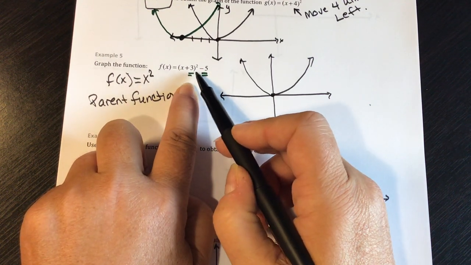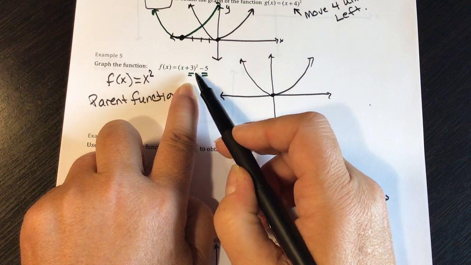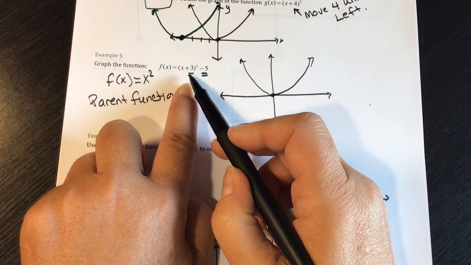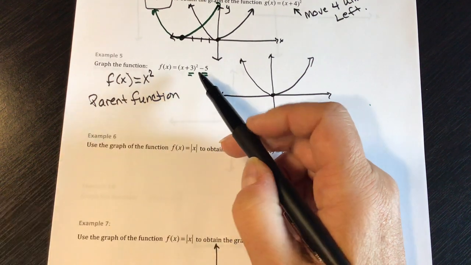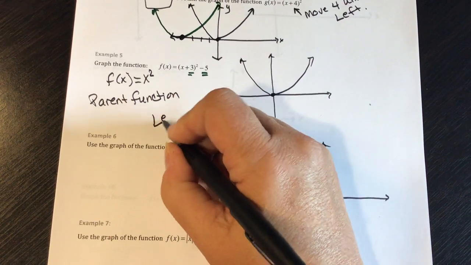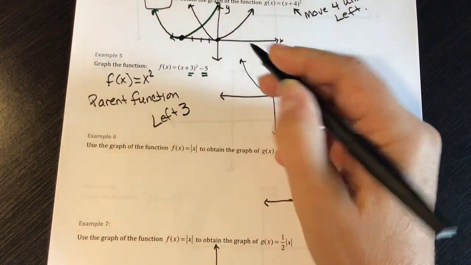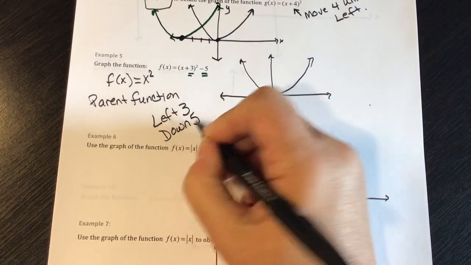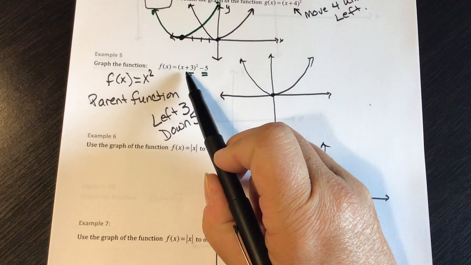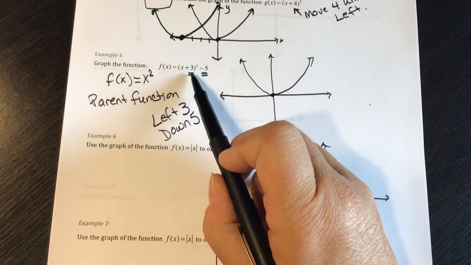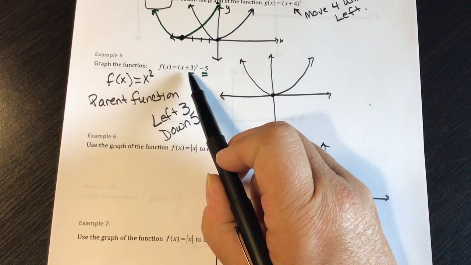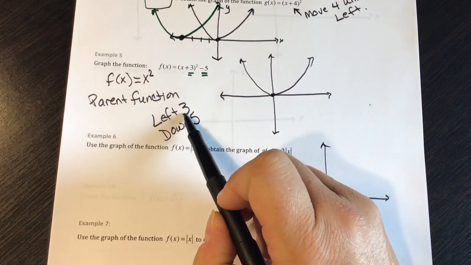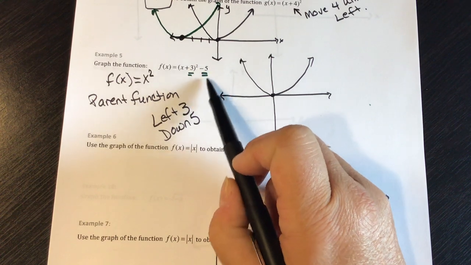Inside the parentheses tells me I need to shift left or right. And in this case, I'm going to shift left 3 units. So I'm going to write that down. Left 3 and down 5. Okay, once again, if the number is in the parentheses, we use the opposite sign. So instead of moving to positive 3, I'm going to negative 3. That's left 3.